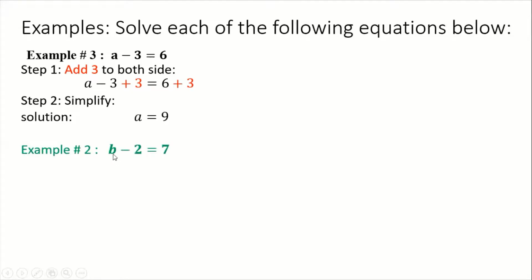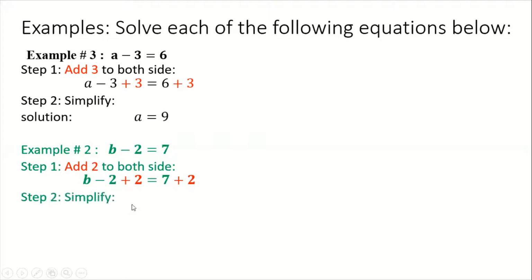We have b minus 2 is equal to 7. Again, going to do the same idea. We want to transfer this minus 2 over to where 7 is. We can do that by adding 2 to both sides. How would you state this? You would state this as b minus 2 plus 2 is equal to 7 plus 2.